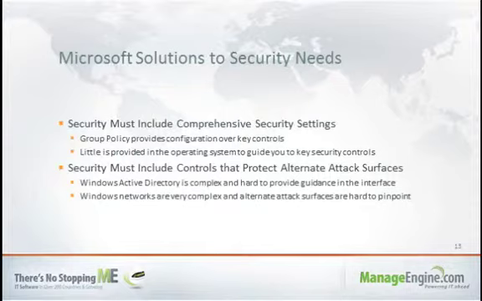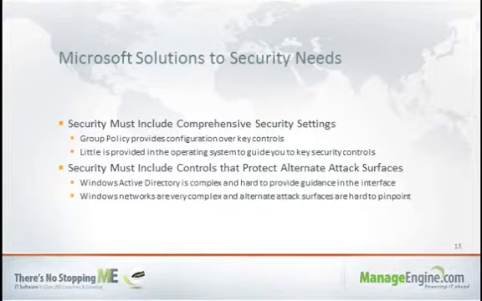So what does Microsoft provide to meet our security needs? Well, when it comes to comprehensive security settings, Microsoft provides us with group policy. And group policy is pretty robust. I'm going to be honest here. When it comes to group policy, we have over 5,500 settings, not to mention the custom settings. Wow. Okay? Now, unfortunately, little is provided in the operating system to guide you on what you should set up. Microsoft has some guidelines, but they're just guidelines, and it's not comprehensive of everything.